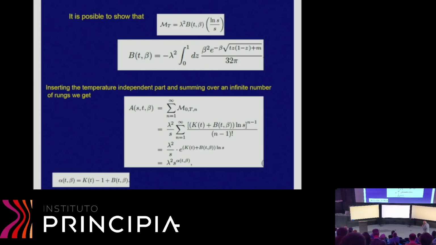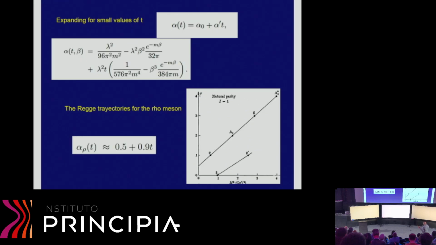And the phenomenological effects are interesting. I am close to my end. You expand it for small values of t, and then you get a linear Regge trajectory, where alpha of t, oh, sorry, it should be alpha prime. Yeah, I apologize. Well, this is completely alpha of t. And alpha 0 is the part that is not dependent on temperature, yes.